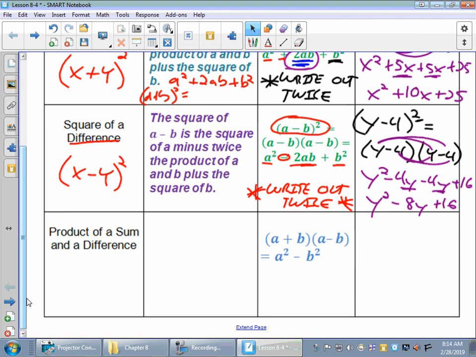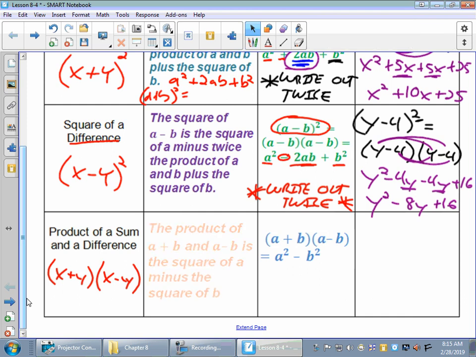And the last one here is a product of a sum and a difference. And I like this one. This was the one that I would actually use more often because this one really shortens the steps here. So what is this going to look like? It's going to be x plus something and then x minus that same something. So x plus y, x minus y. And our rule here says the product of a plus b and a minus b is the square of a minus the square of b.